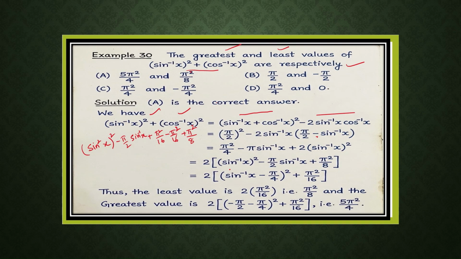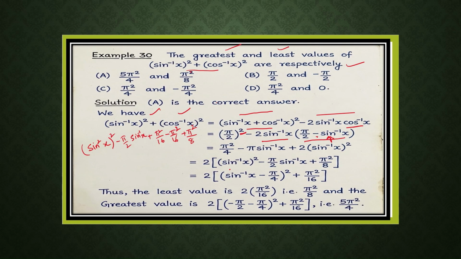Now this sine inverse x plus cos inverse x, do you know that it is equal to pi by 2? Then tan inverse x plus cot inverse x is equal to pi by 2. These identities are there, right? On the basis of that identity I am going to write this as (pi by 2) whole square. Then minus 2 sin inverse x, and in place of cos inverse x, using the same identity I am writing pi by 2 minus sin inverse x, because sin inverse x plus cos inverse x is equal to pi by 2.